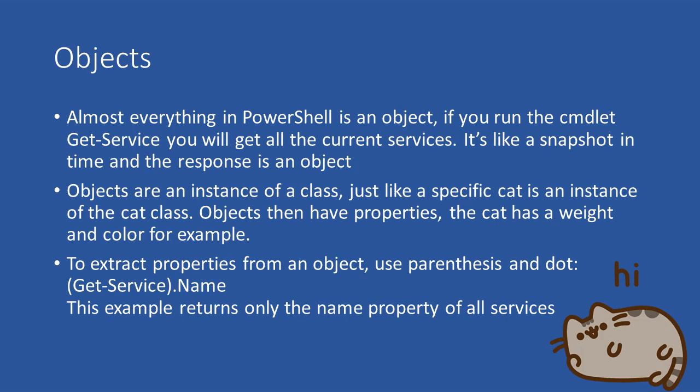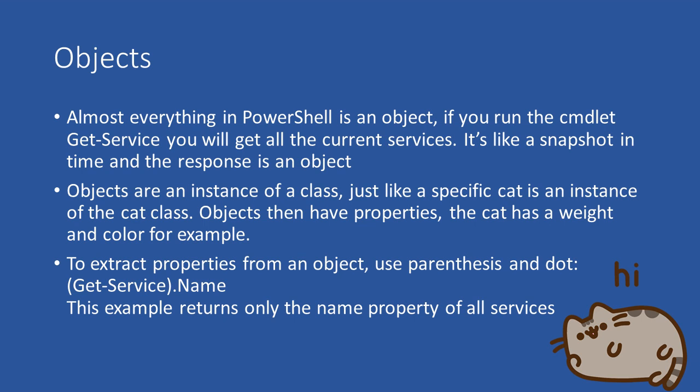In PowerShell, pretty much everything is considered an object. If you run the commandlet Get-Service, you will get all the current services running on your computer. This is a snapshot in time, and the response you get is an object. Objects are instances of a class, and they have properties. Just like a ragdoll cat is an instance of the cat class with properties like weight and color.